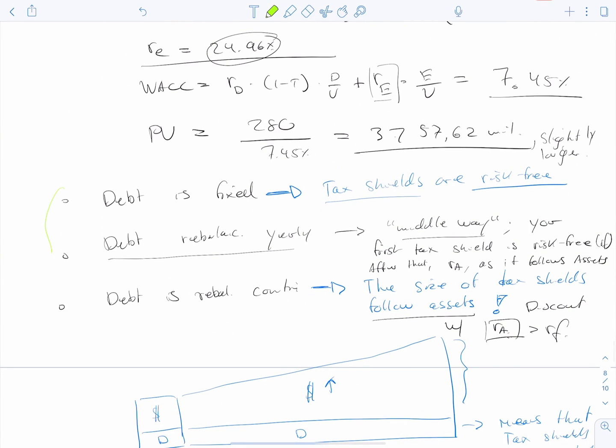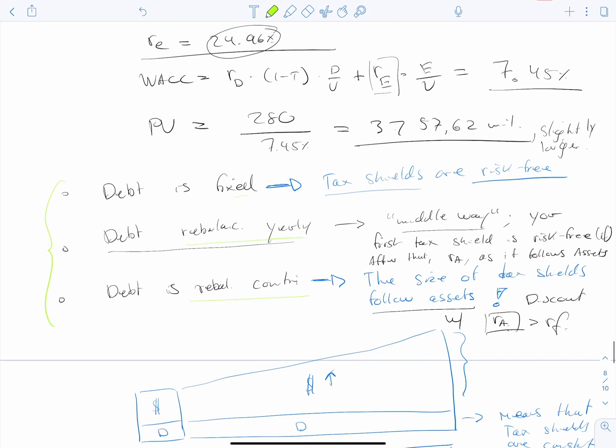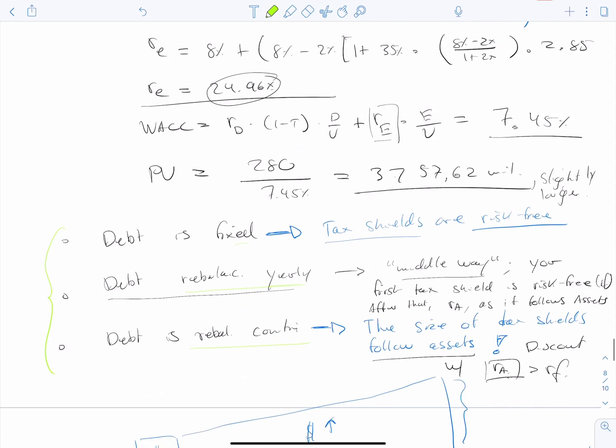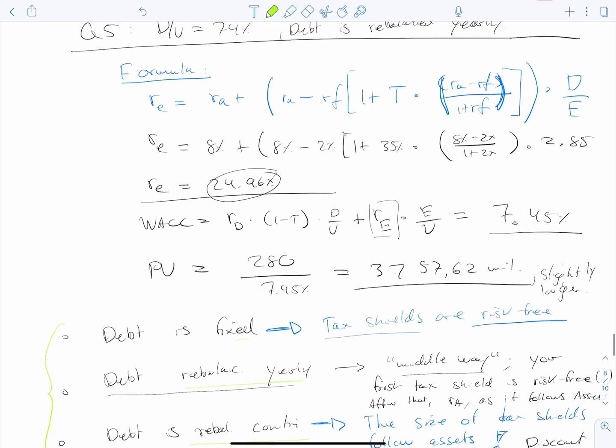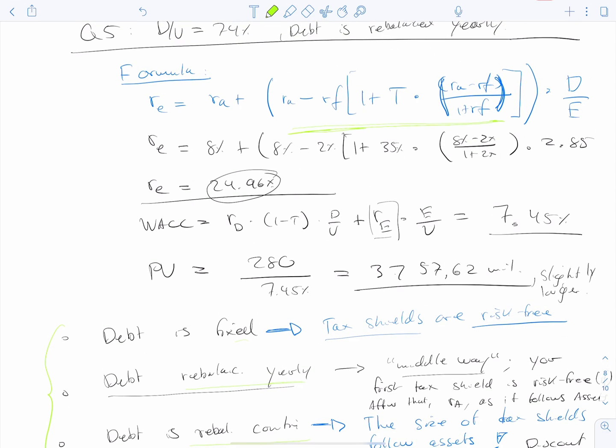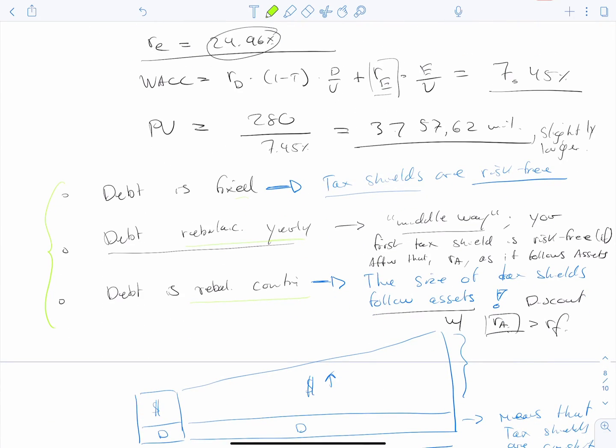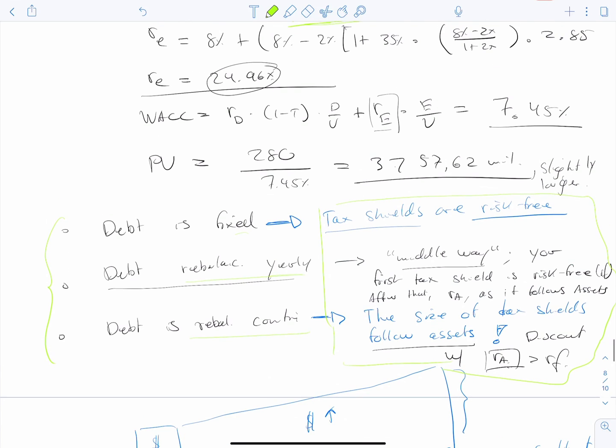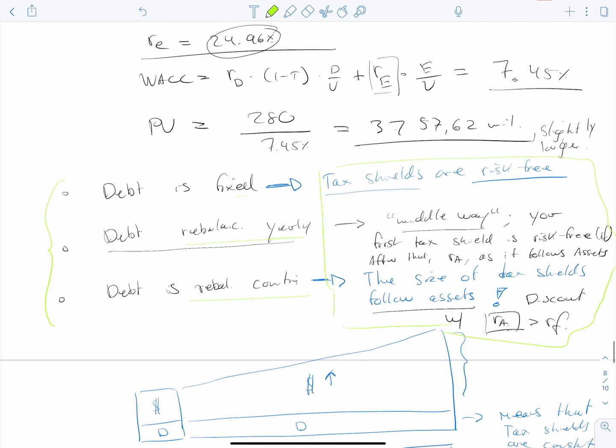So that's why these three methods are actually interesting: when debt is fixed, when debt is rebalanced yearly, and when debt is continuous. You might look at these very horrible formulas and wonder why we even need them. What this horrible looking formula does, and we'll have it on the whiteboard in a second, is take account of exactly these facts, whether something should be discounted with the fixed rate, the return on the risk-free asset, sorry, or with the return on the assets, RA.